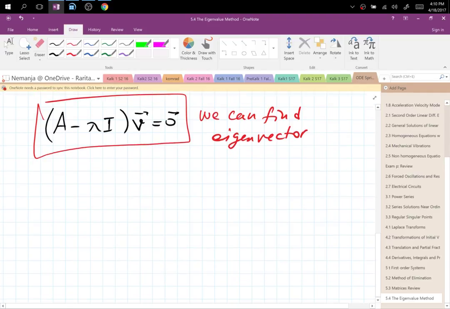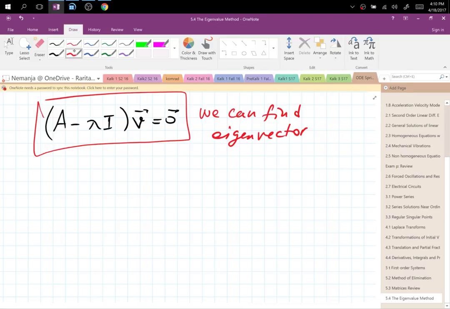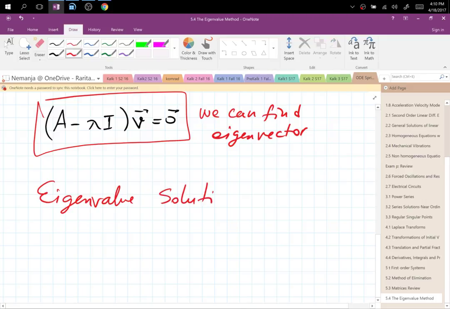So now, what is the eigenvalue solution of this?